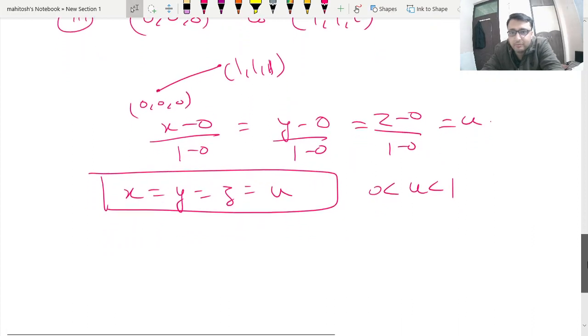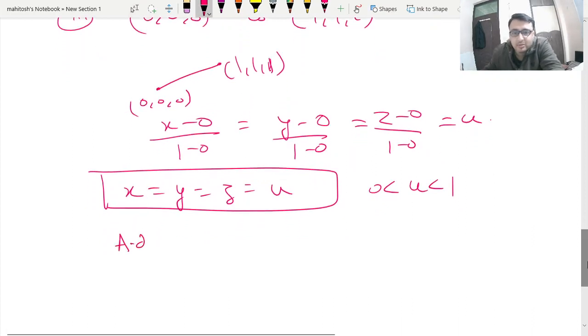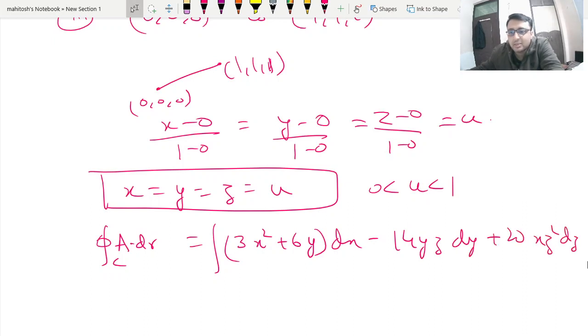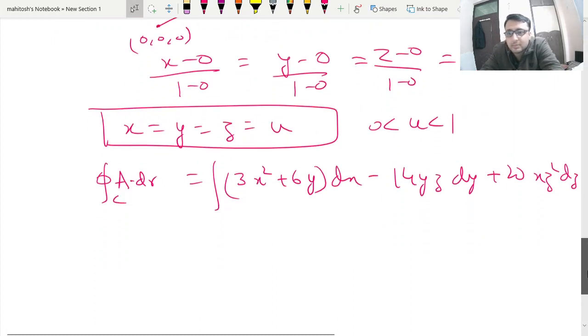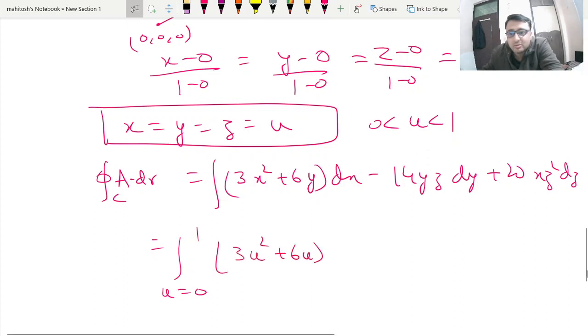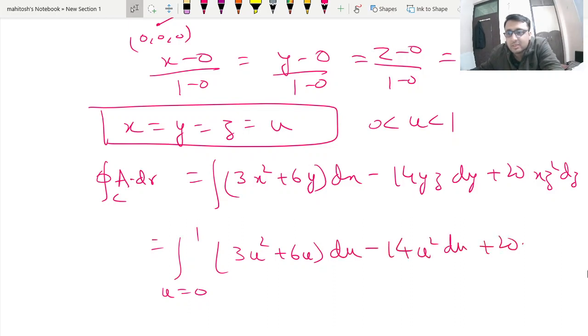Okay, now again we are going to use A dot dr. It is your 3x square plus 6y dx minus 14yz dy plus 20xz square dz. Okay, so we can just parameterize it from 0 to 1. This is 3u square plus 6u du minus 14u square du plus 20u cube du.